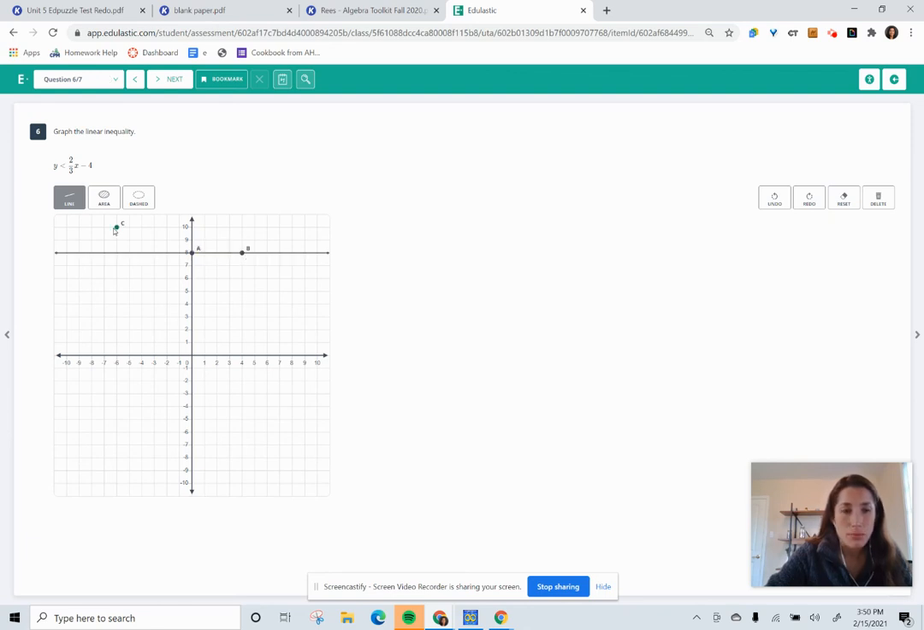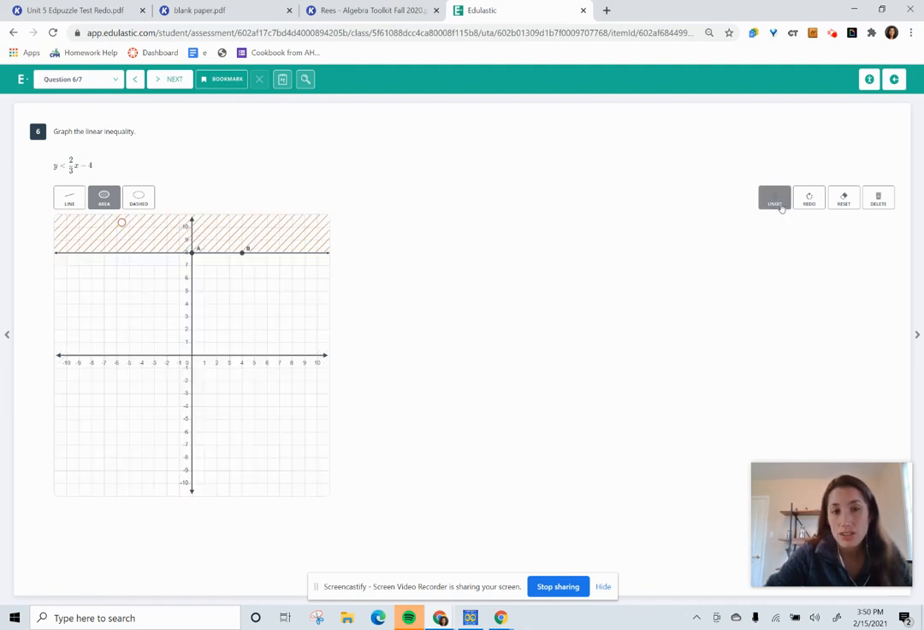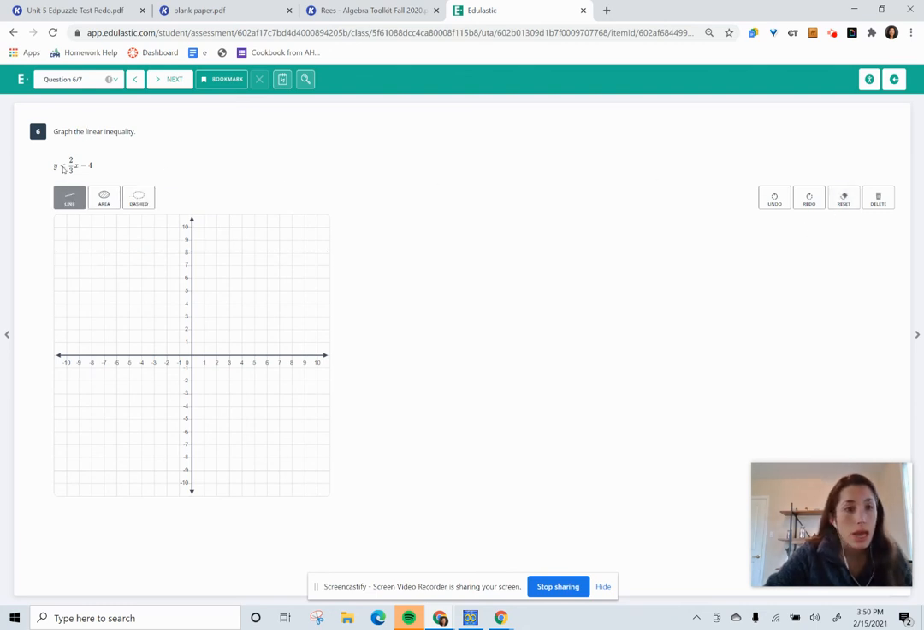So if I have the shading above it, oops, do shading above the line, if I wanted to move it, I could just move that dot into the other location here. Or I could just undo and then pick the other area if I wanted. And also to have your lines dashed, you want to click on this dash and then click on the line in case you do want it dashed. So I'll reset this graph for you. So you were graphing y is less than 2 over 3x minus 4.